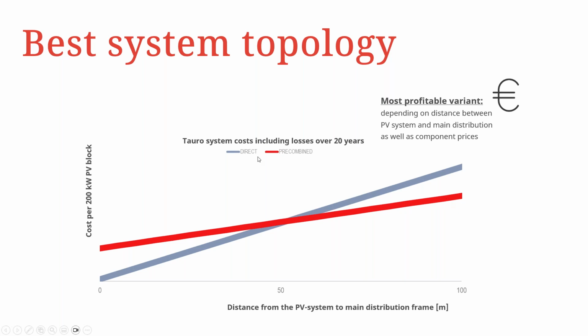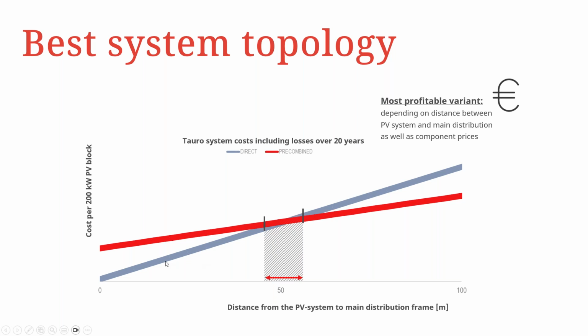And then we can also see that the direct comes with lower costs compared to the pre-combined. But as time goes on, due to OPEX cost, it becomes less economically viable when compared to the pre-combined. This is a function of the distance from the PV system to the main distribution frame. So of course there's a break-even point here, which is around the 50-meter mark.